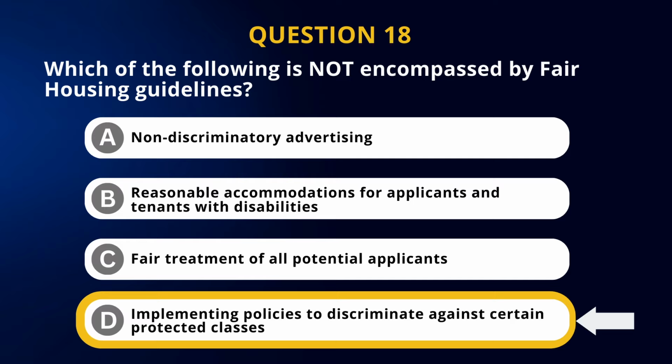And then the not encompassed by, that could be a little weird to a reader. But, again, I submit to you that a lot of times test writers write weird questions. Implementing policies to discriminate against certain protected classes. Well, the fair housing is anti-discrimination. So this letter D is saying, hey, we're writing policies to discriminate, and therefore that's why it's the outlier. Okay, so letter D here was the answer.